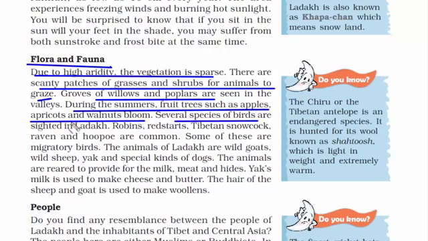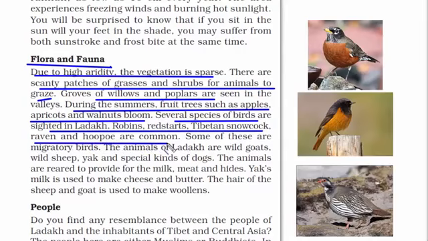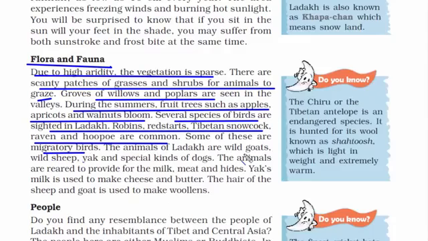Now several species of birds are also seen in Ladakh. They are robins, redstarts, Tibetan snowcock, raven and hoopoe. Some of these are migratory birds, meaning they come from different countries during specific parts of the year. And the animals of Ladakh are wild goats, wild sheep, yak and special kinds of dogs.